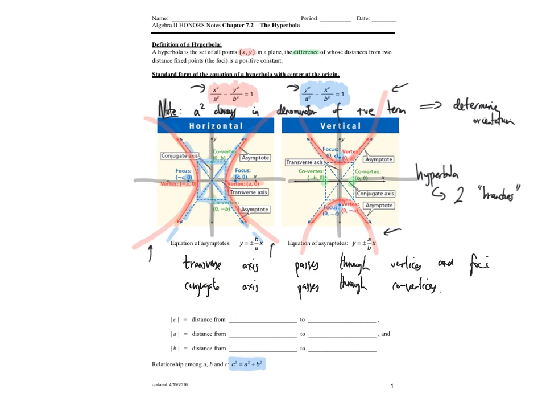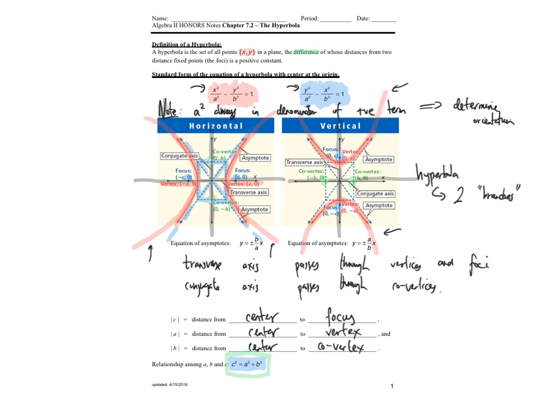So just as before, we were able to interpret A, B, and C as distances. The absolute value of the constant C is the distance from the center to a focus point. Absolute value A is the distance from the center to a vertex. Absolute value B is the distance from the center to a co-vertex. And as before, if you do the right kind of geometric argument, you can show that C squared equals A squared plus B squared.